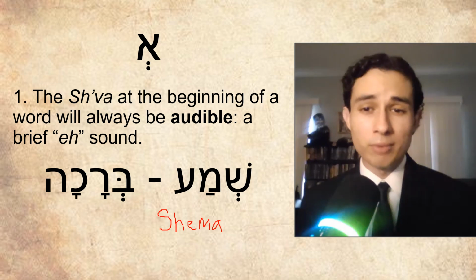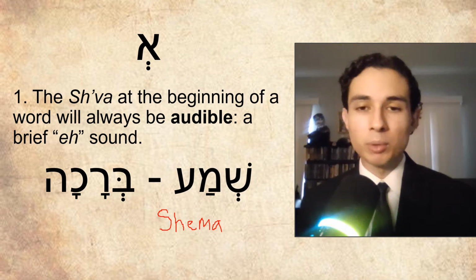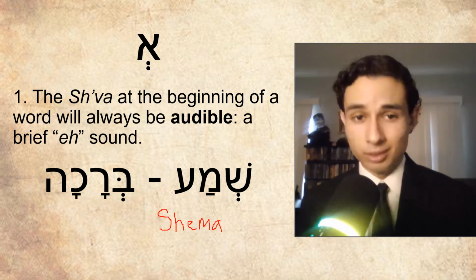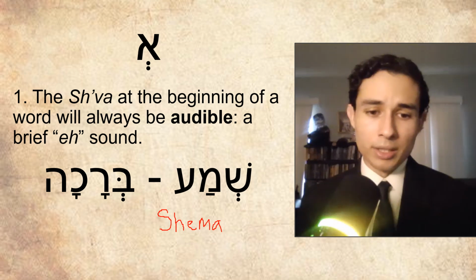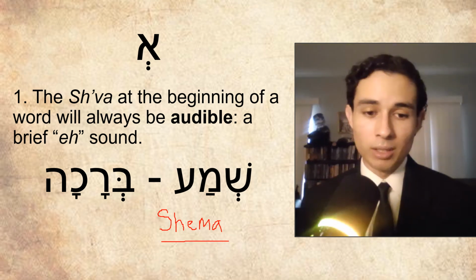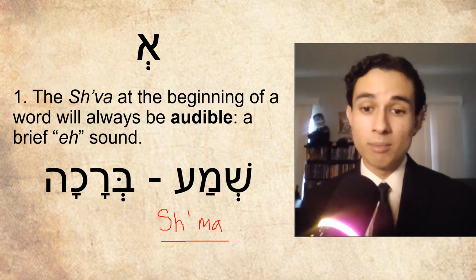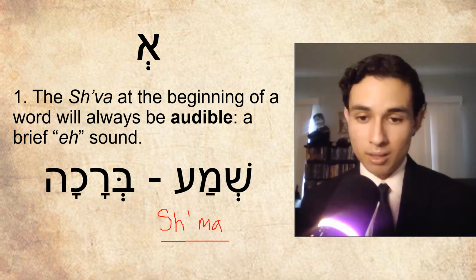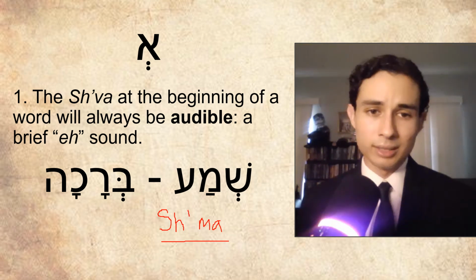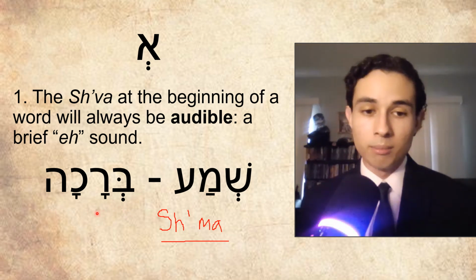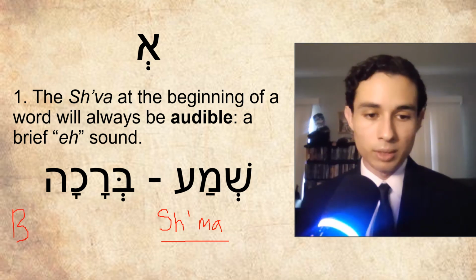So make sure you don't overemphasize the shva, as it's never supposed to be pronounced as its own syllable. So this might appear as Shema, but if you wanted to, this would also be acceptable: Sh'ma. And the next example right here, let me just read it for you. Beracha, bracha. I'm going to transliterate it. I'm going to skip the shva for right now.